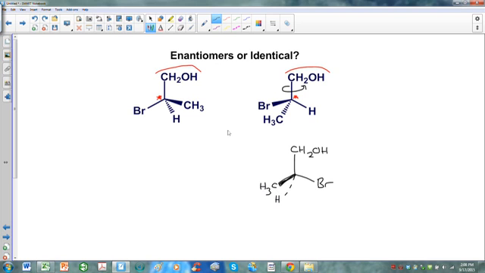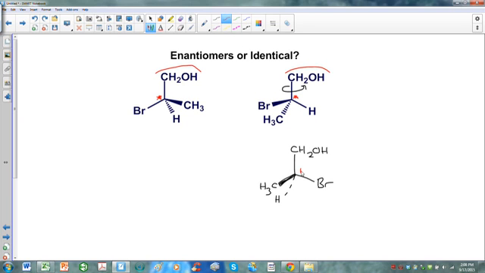So when you look at these 2 compounds, can you see that everything looks to be in a mirror image relationship? The methyl is on the wedge in each case, the hydrogen is on the dash in each case, and the bromine is in the plane of the board. Therefore, this and this are mirror images of each other, which makes these two enantiomers.